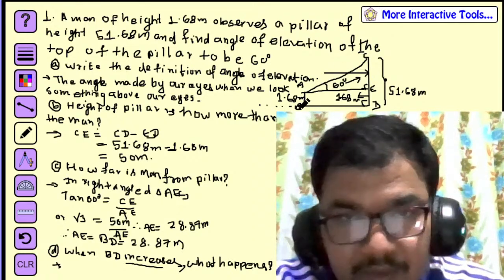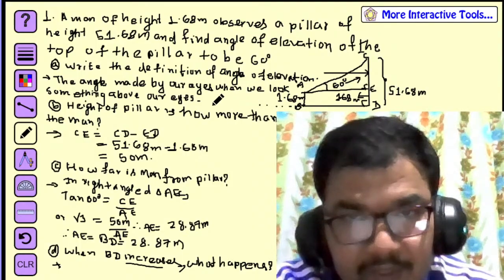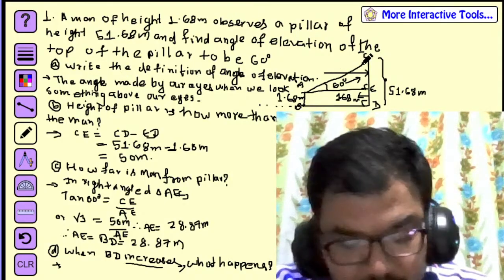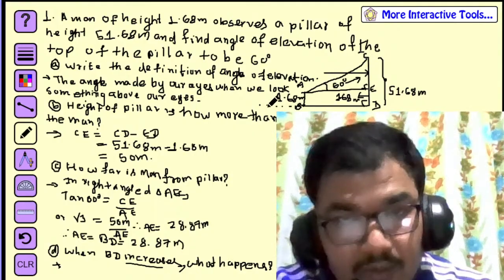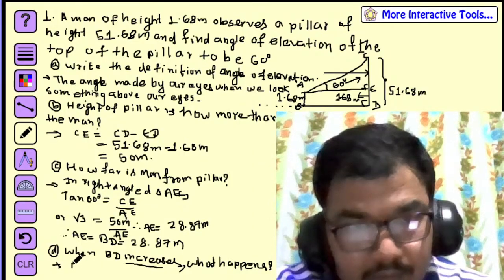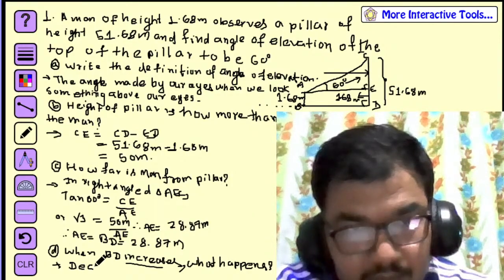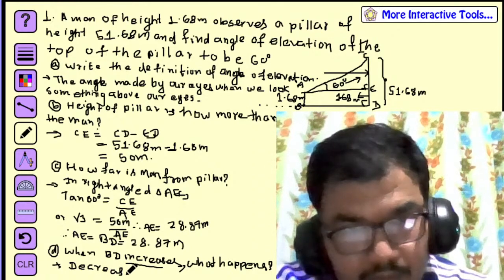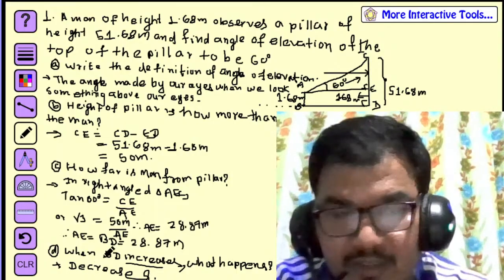Look, the distance between the man and the pillar is increasing, which means this will come this side. Then what will happen to the angle? It will also decrease. Right answer, it decreases.